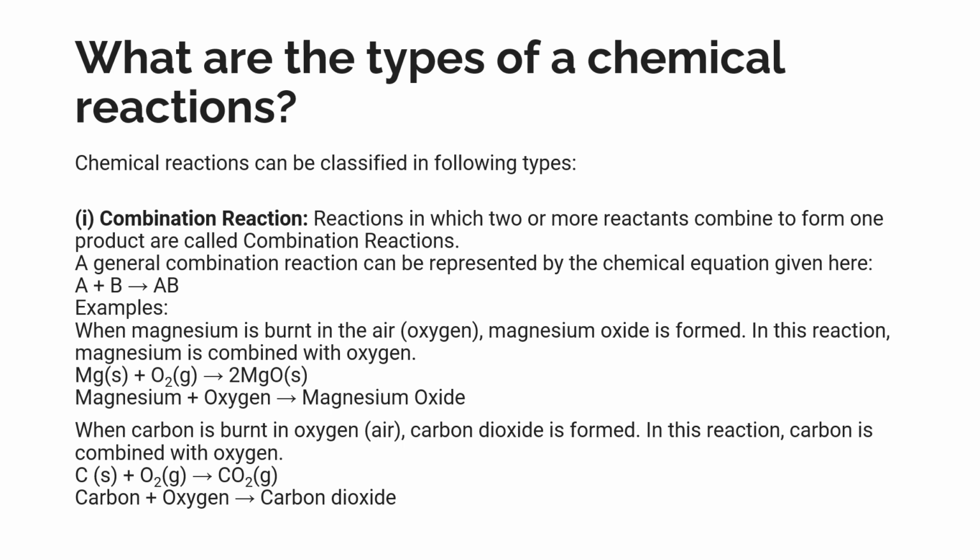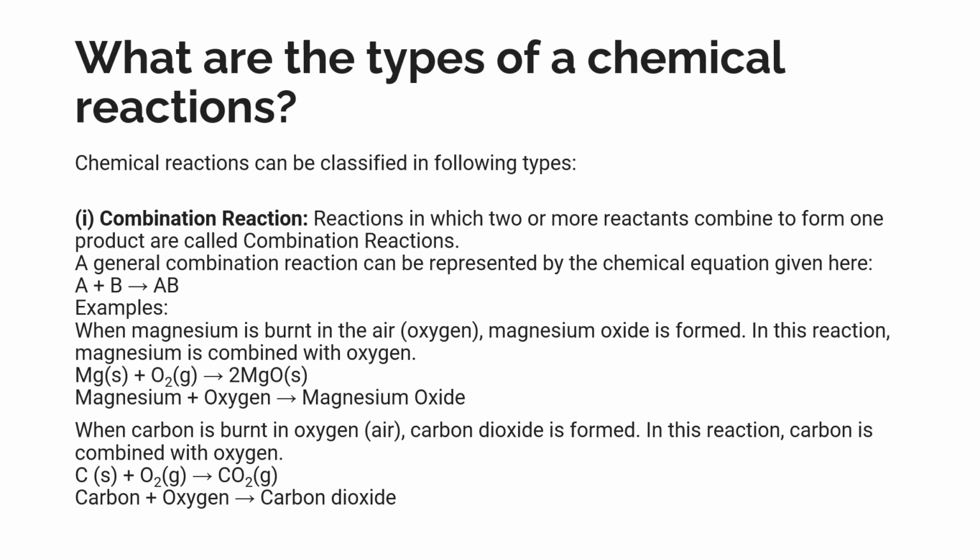So let's look at the types of chemical reaction. Chemical reactions can be classified into the following types. Number one, combination reaction. Reactions in which two or more reactants combine to form one product are called combination reactions. A general combination reaction can be represented by the chemical equation given here: A plus B gives AB.